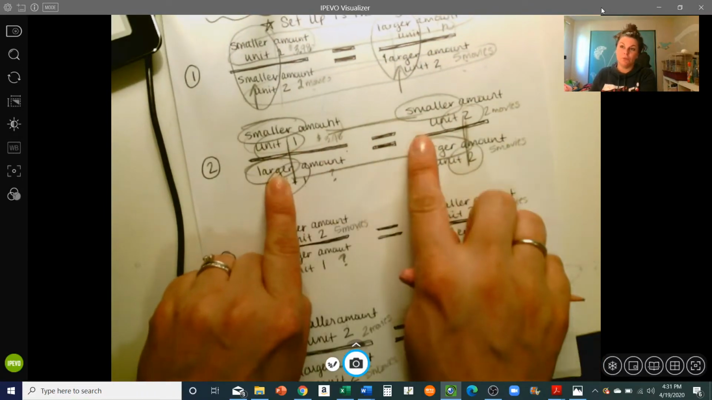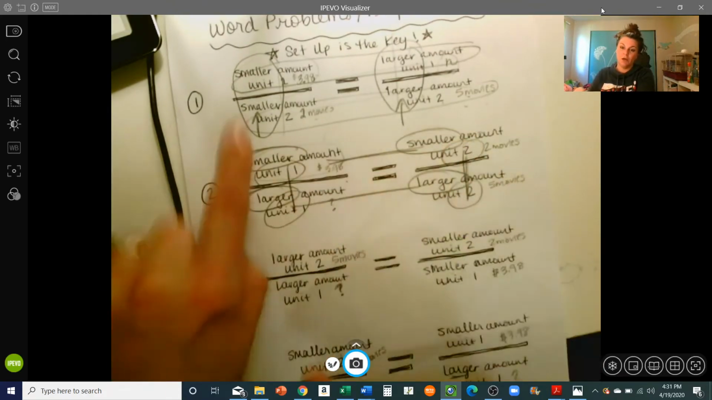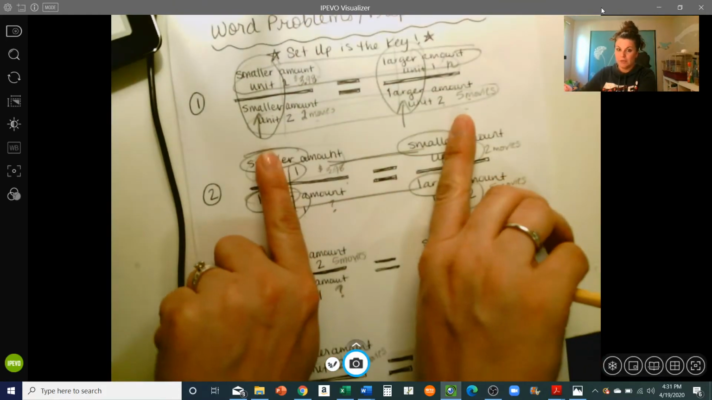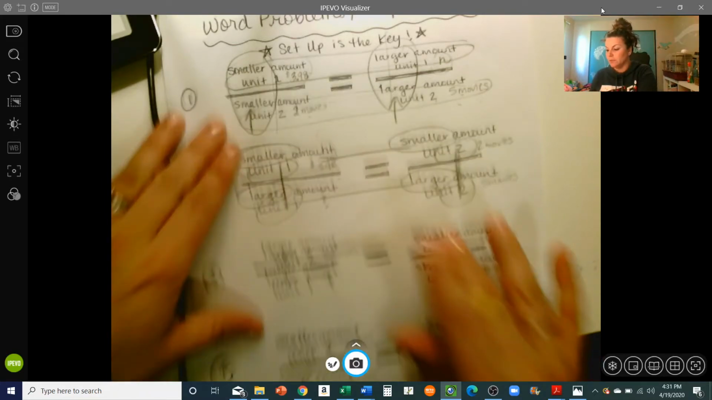You have to have both. So you can't just check one way. You have to check all ways. Up and down and across to make sure that the units match each other, or that the size matches, the smaller and the larger.